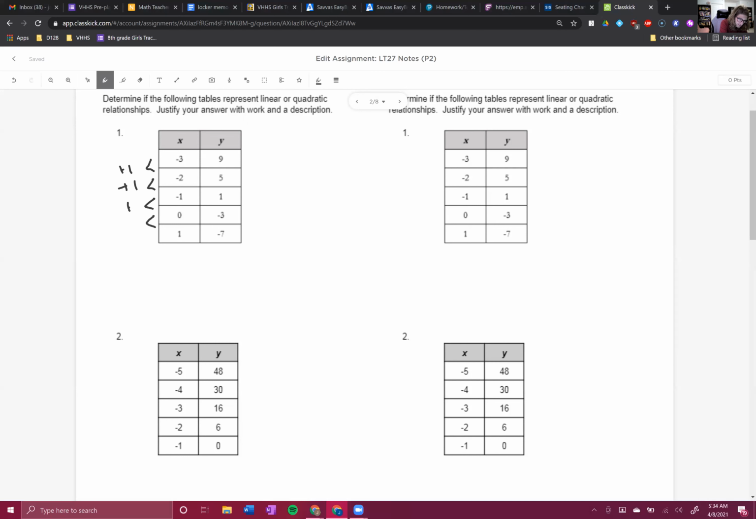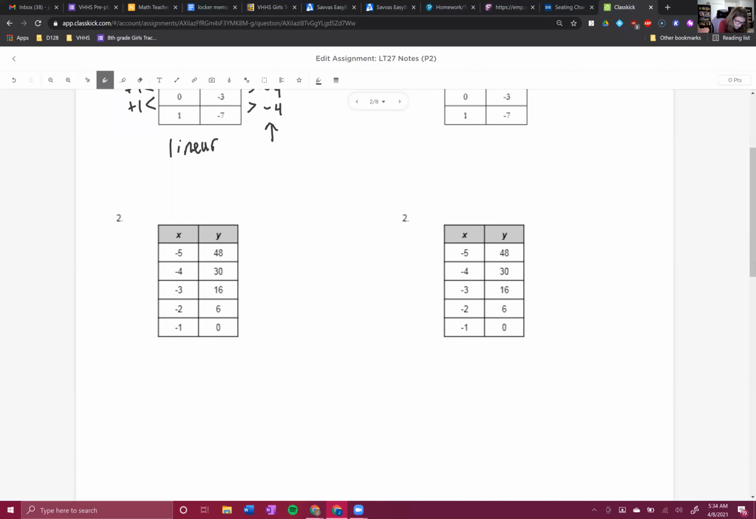So I start with the x's. I look and I see they're all +1. It's good. Don't have to worry about anything funky happening here. How do we get from 9 to 5? We have to subtract 4. How do we get from 5 to 1? We have to subtract 4. How do we get from 1 to -3? We have to subtract 4. How do we get from -3 to -7? We have to subtract 4. We see this same first difference for the y, with the x's the same. This table represents a linear relationship. First difference is all the same.